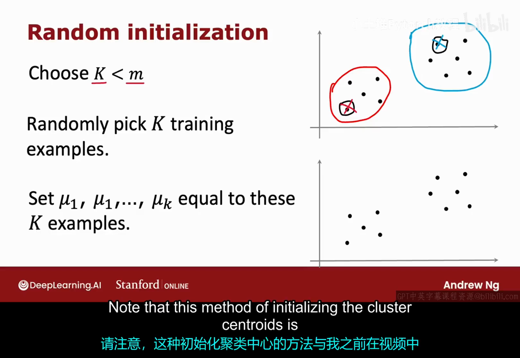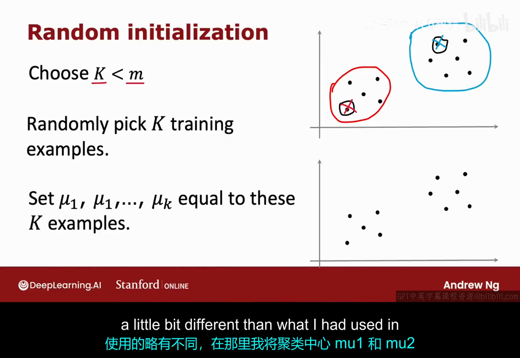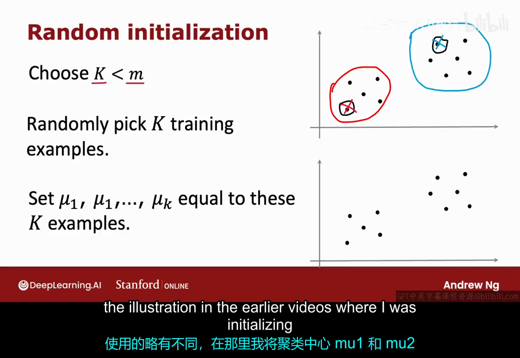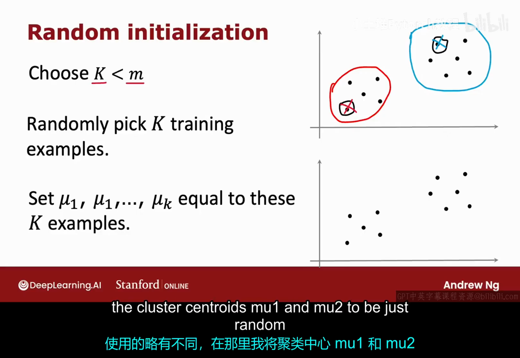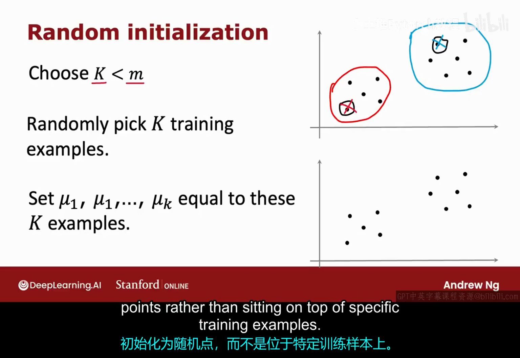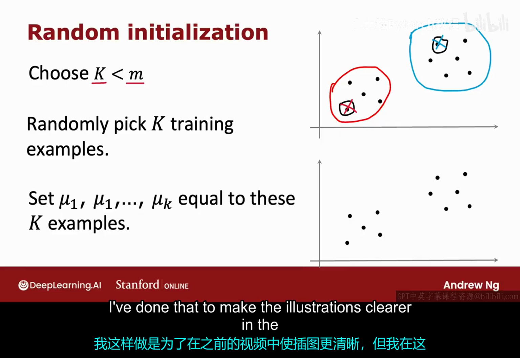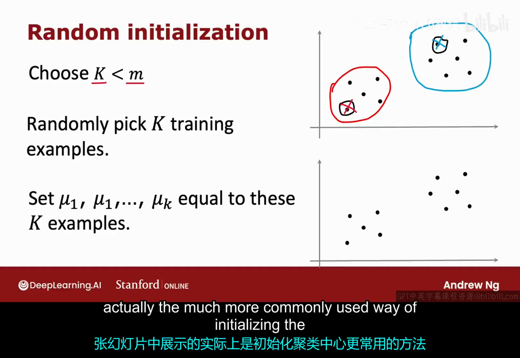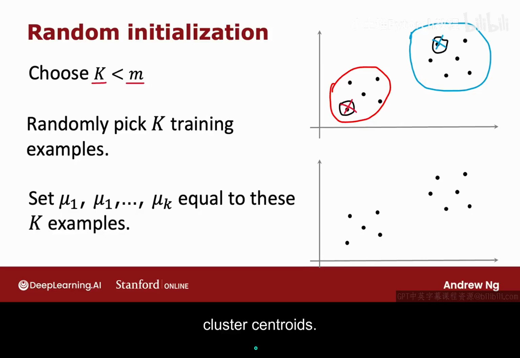Note that this method of initializing the cluster centroids is a little bit different than what I had used in the illustration in the earlier videos, where I was initializing the cluster centroids mu1 and mu2 to be just random points rather than sitting on top of specific training examples. I've done that to make the illustrations clearer in the earlier videos, but what I'm showing in this slide is actually the much more commonly used way of initializing the cluster centroids.